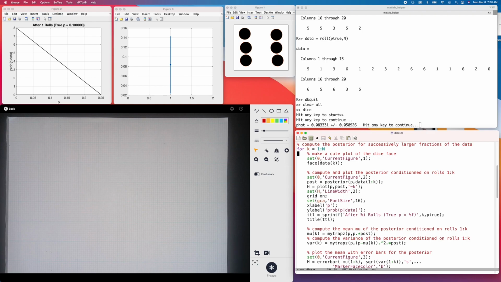Oh, I forgot to point out. The first thing, it makes this little face plot. This is the plot that made this little dice face. So that's not so interesting. It's just plotting circles.